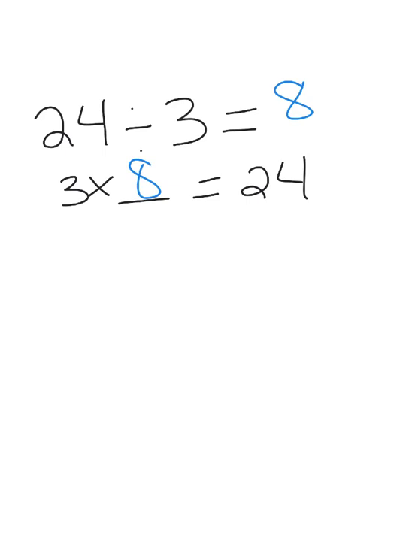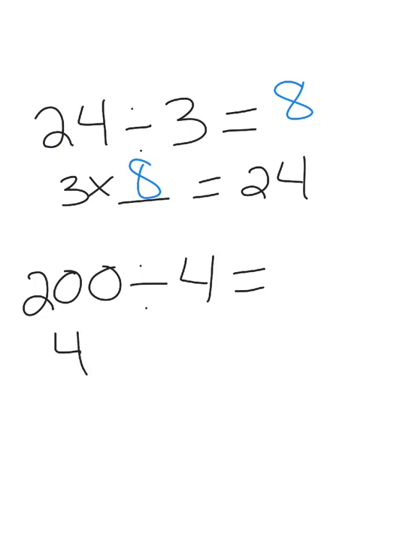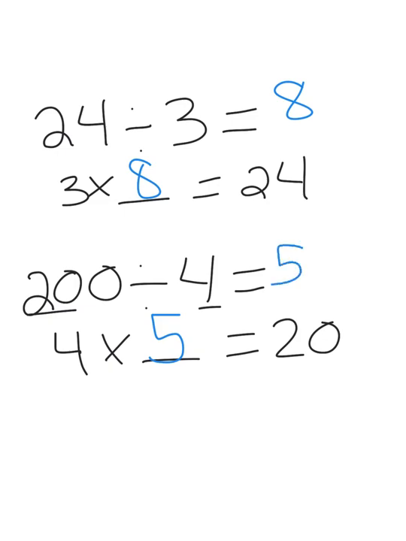Let's try another one. If I have 200 divided by 4, it's going to equal what number? Well, this number has an extra 0 in it. We have to find out 4 times what number is going to equal 20, because that will be our basic fact. If your answer was 5, you are correct. If I know that 4 times 5 is 20, then all I have to do is add an extra 0 to get to 200.